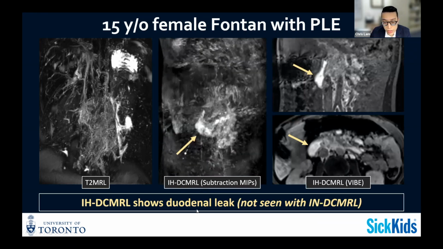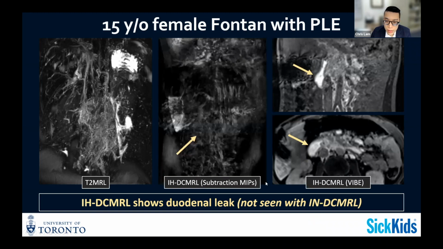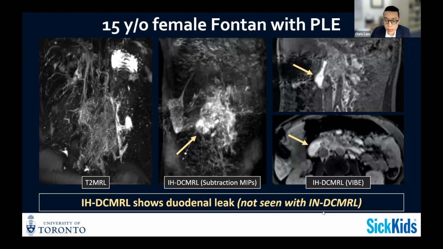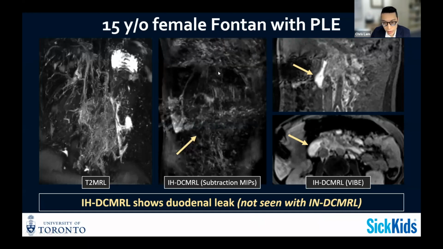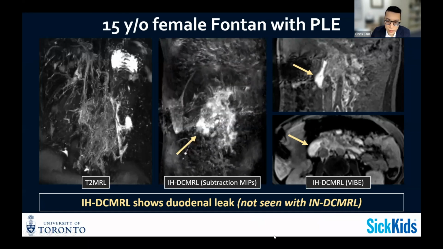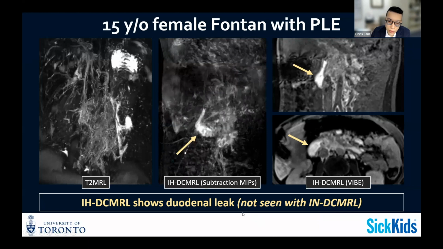Intrahepatic DCMRL shows duodenal leak, and importantly, this duodenal leak was not seen on intranodal DCMRL, which only opacified the retroperitoneal lymphatics and thoracic duct in this patient. So you have to do both.